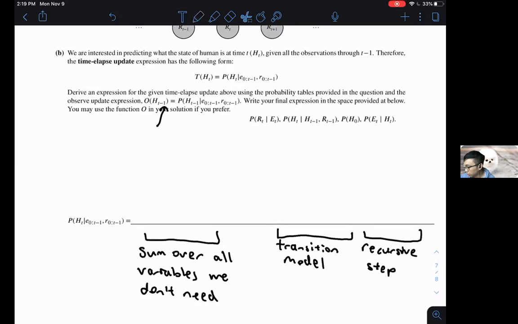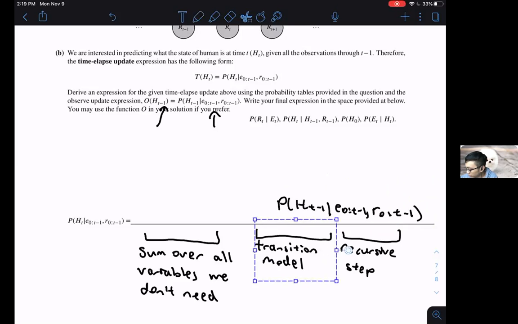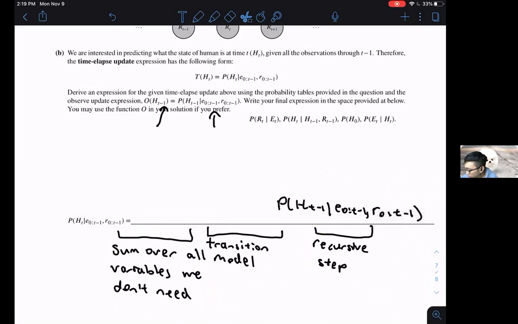Okay, let me just move this to the side. So let's start with the recursive step. The recursive step is just asking for the value at the previous time step, and in this case, we have this given to us right here. Normally, we would write this as the probability of ht minus 1 given e0 to t minus 1, comma, r0 to t minus 1. And this was just our O of ht minus 1. So this is the probability that we start with before we multiply by our transition model.